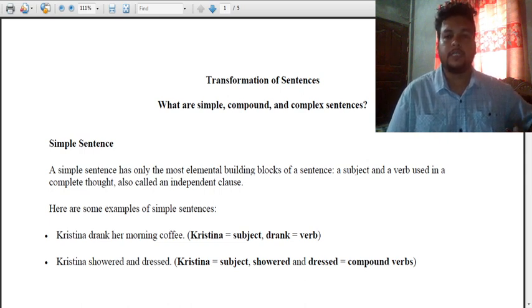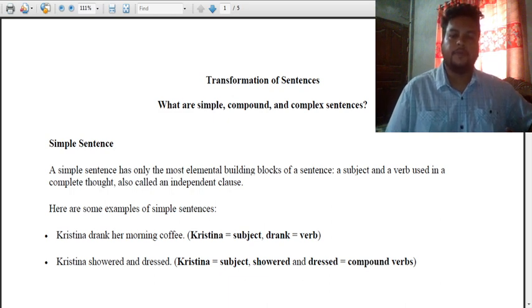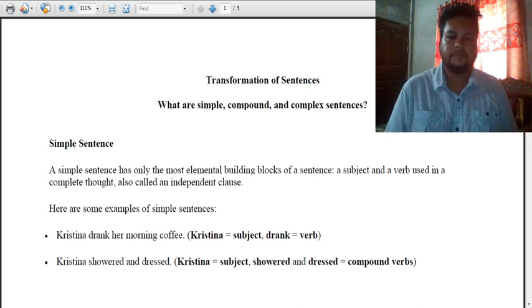Today we'll talk about transformation of sentences from English second paper, and we will discuss simple, compound, and complex sentences, their definitions, and how to transform from one sentence to another, and vice versa. Let's go through the simple sentence. So what does the definition say?